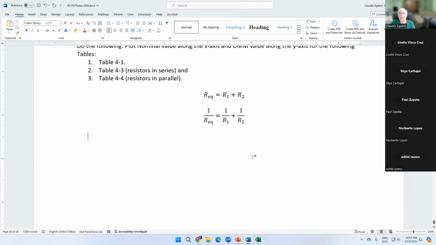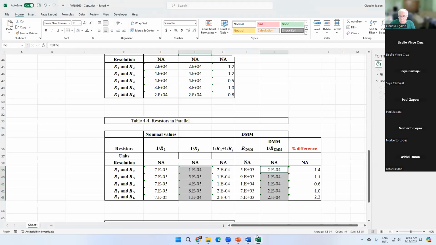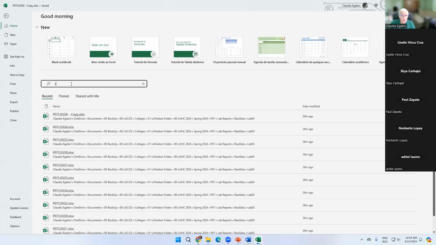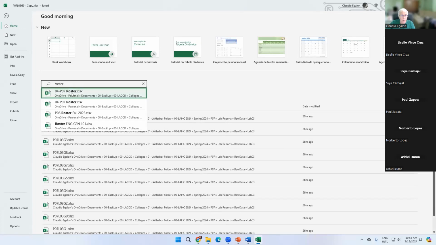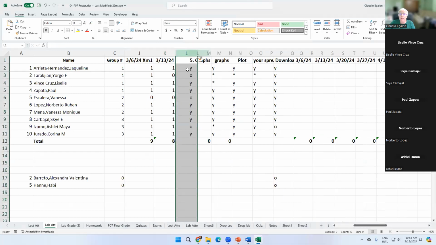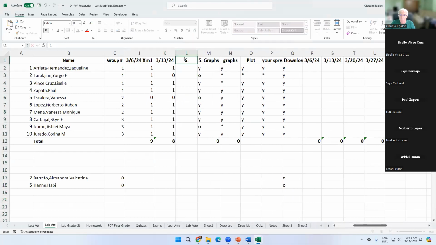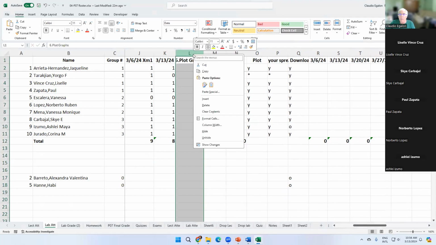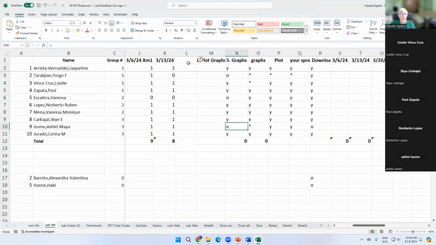10:59. Any questions? So I'm gonna get here to my roster. P07. We are almost there at the plot graphs. I'll give a little bit of time.